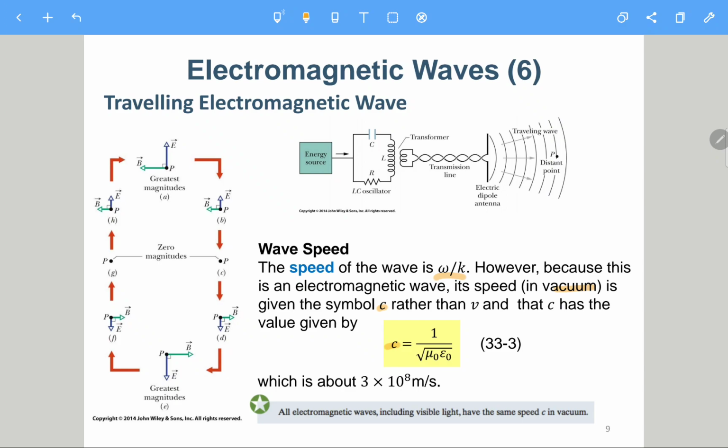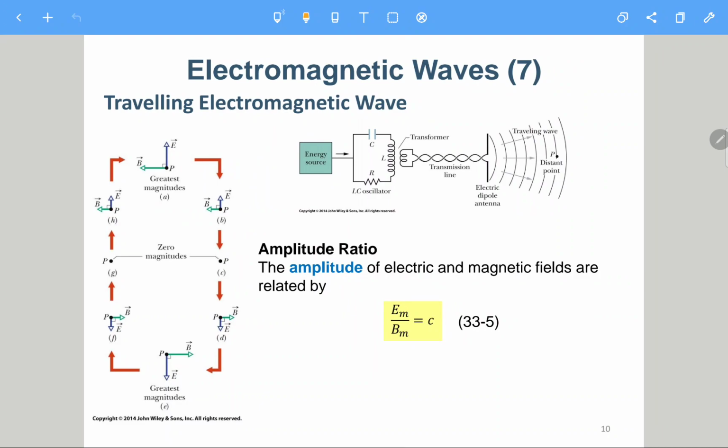And as you have learned in electrostatics and magnetostatics, you know epsilon naught is related to electrostatics, and mu naught is related to magnetism. So this speed of light is related to these two famous constants in electromagnetism, and approximately c is equal to 3 times 10 to the 8th power, or more precisely 2.998 times 10 to the 8th power meter per second. So all electromagnetic waves, including visible light, have the same speed c in the vacuum or in the air.